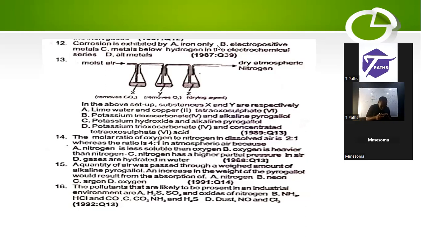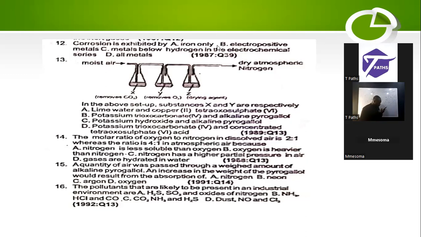You can look at the options there. Many of them, SO2 is an example, H2S is an example, oxides of nitrogen are an example. For option C, NH3, ammonia, is not there. So the answer to this question is option A.